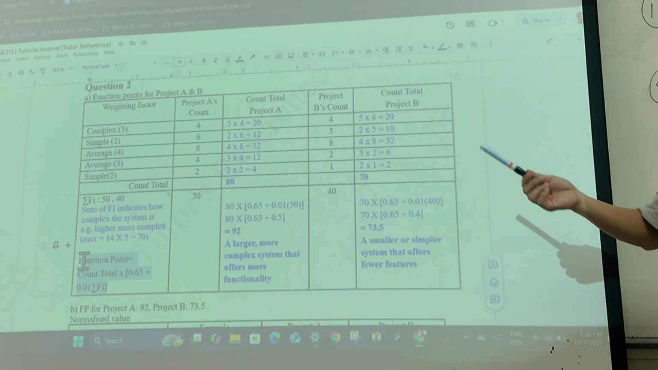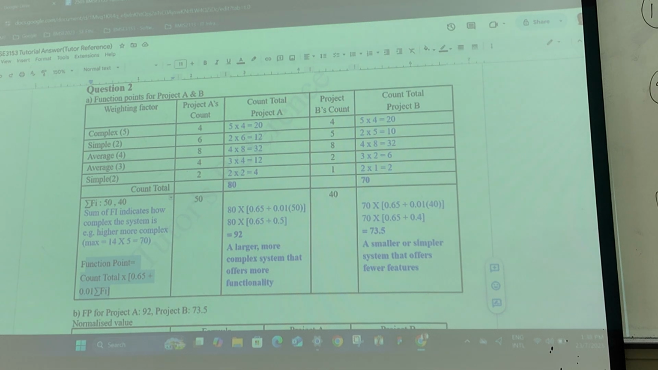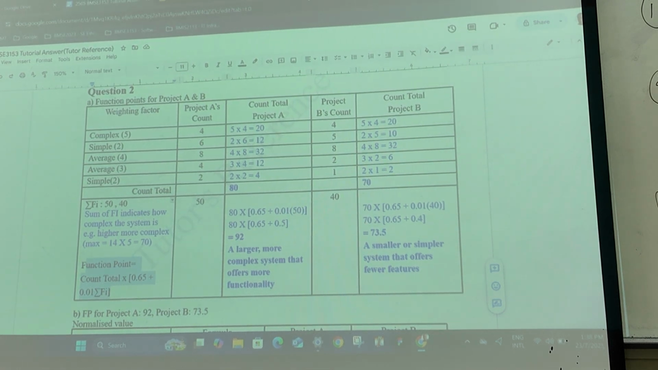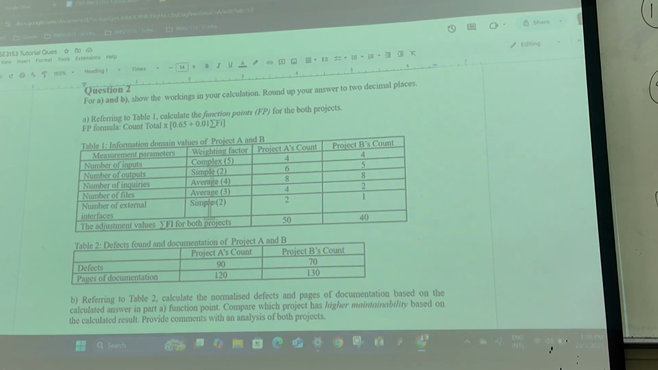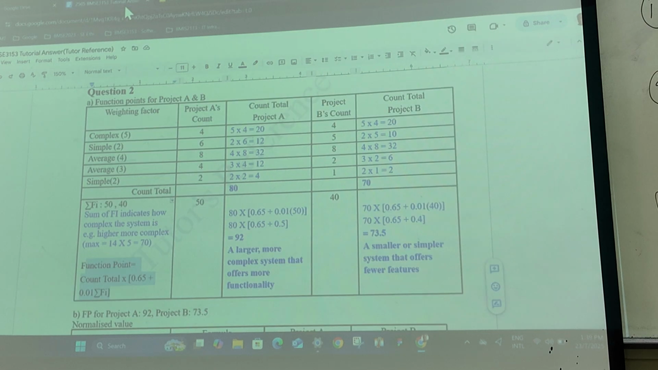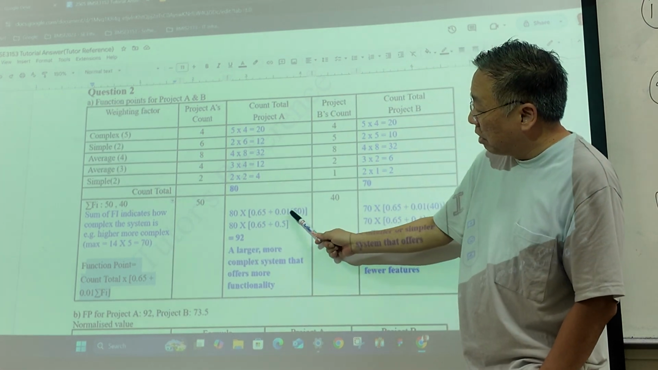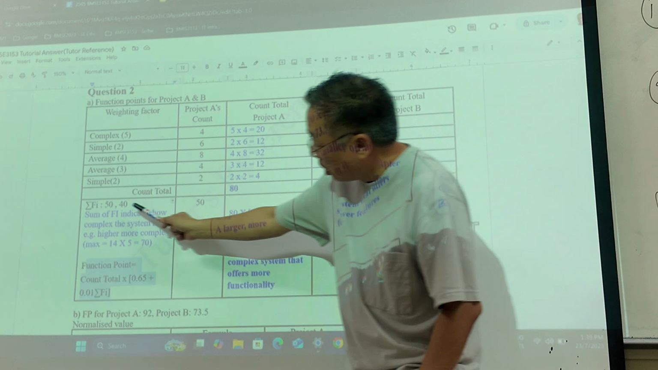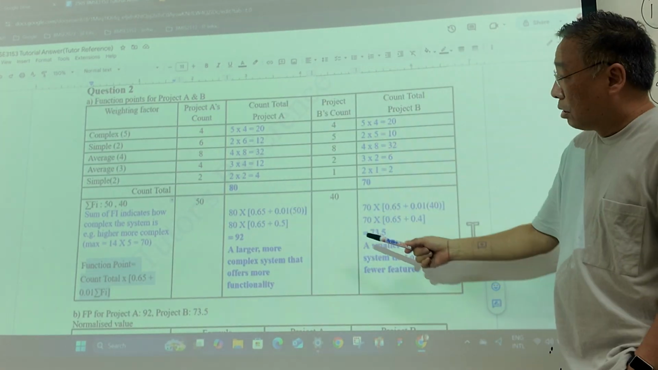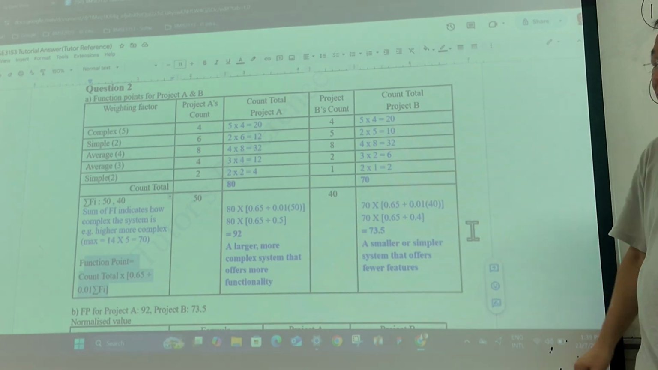So we apply the formula. I don't know in your lecture, whether in your exam they will give you the formula, but I think over here they did. Okay? So they did give you the formula for the function point. So if you get the formula, it's very easy. So you just do it. 80 multiplied by 0.65 plus 0.01 multiplied by 50 here is the sum of Fi. You get this, you get 92. You do the same here, you get 73.5.